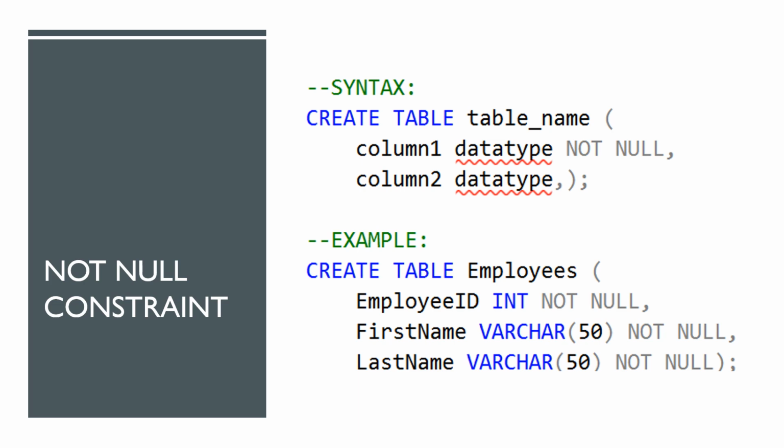This one ensures that a column cannot have a null value. We have created a table named employee, and employee ID is an integer, and we have mentioned not null, which means that employee ID must have a value in it. And for the column first name, VARCHAR 50 is mentioned, which means that it is a data type with a maximum length of 50 characters and cannot be null, as not null is mentioned in first name and last name.